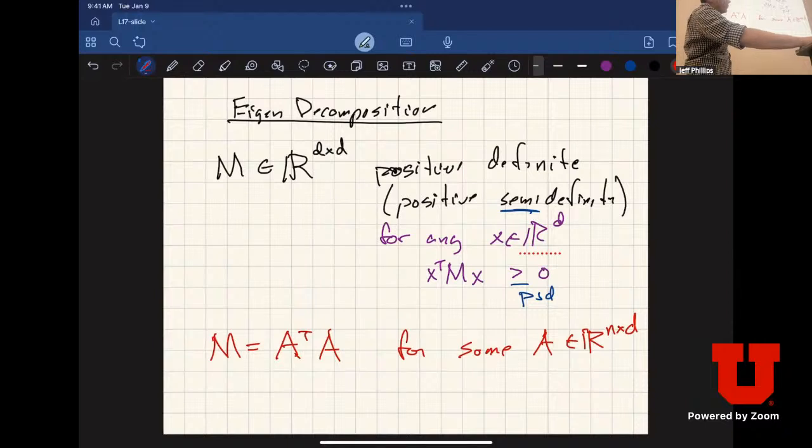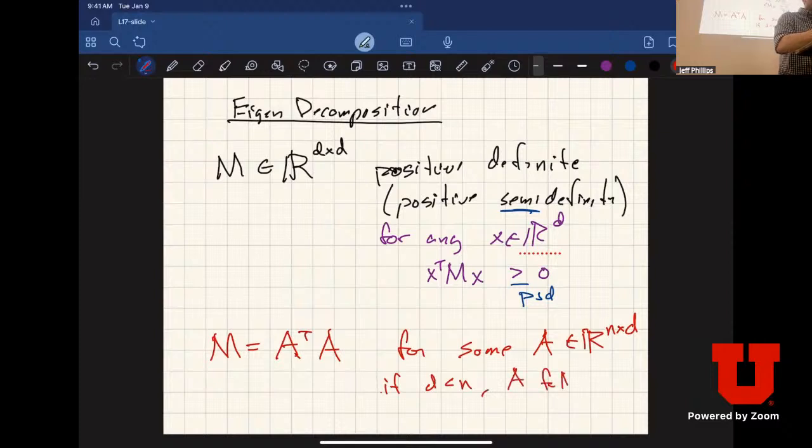If we construct our square matrix in this way, it's always going to be positive semi-definite. If D is less than N and A is full rank, then this is going to be positive definite. If it's not full rank, it might be positive semi-definite, and you might get a 0. So if we construct our M matrix this way, which we basically always do in this class and in a lot of the analysis, it's always going to be positive definite, or positive semi-definite if A is low rank.